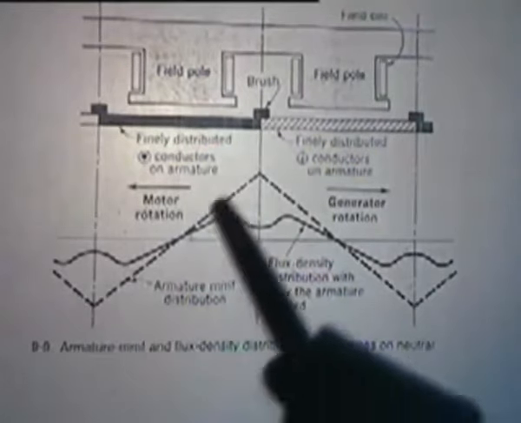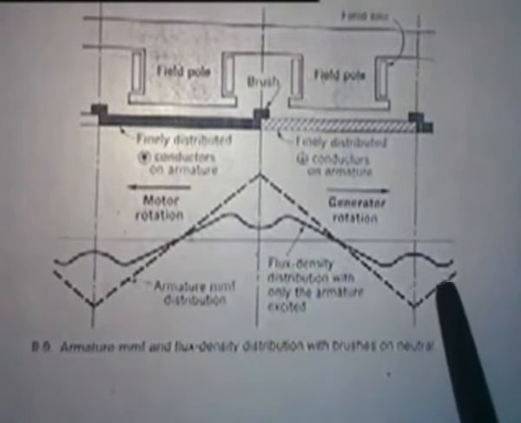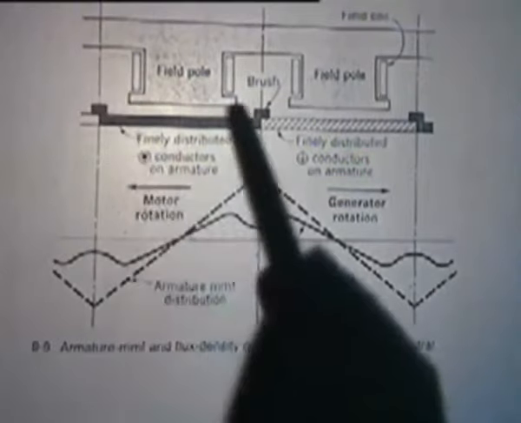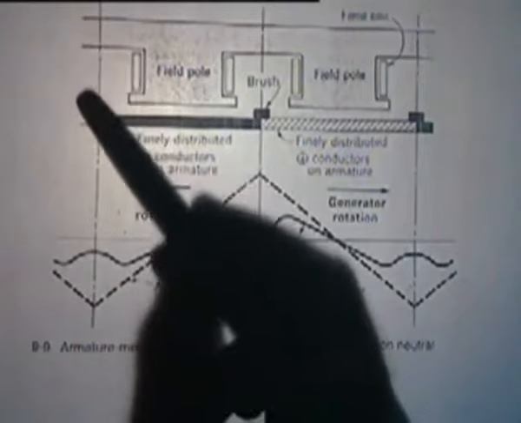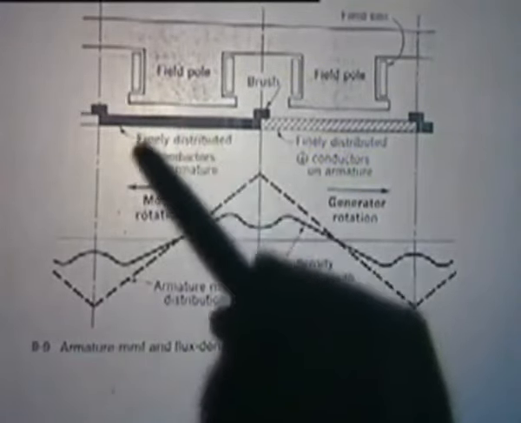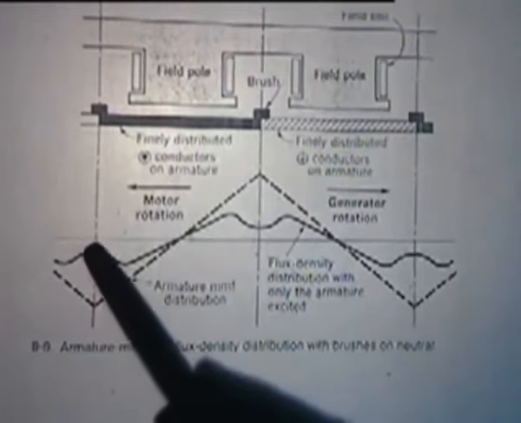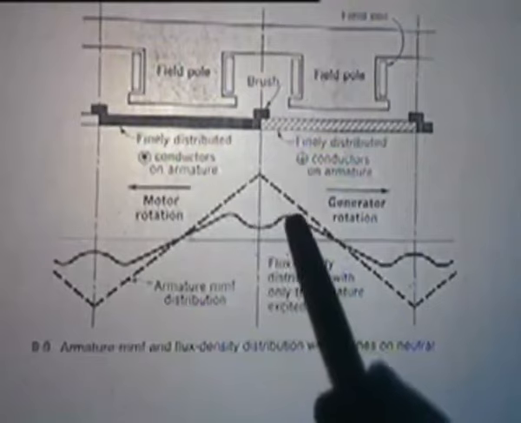Now, while this is the MMF, the flux density pattern will not follow the MMF pattern directly because of the varying reluctance of the paths at different positions, because you observe the air gap is very high in the interpolar region and very small under the poles. Therefore, the flux density will be small in the interpolar region. So this will be the pattern of flux density.